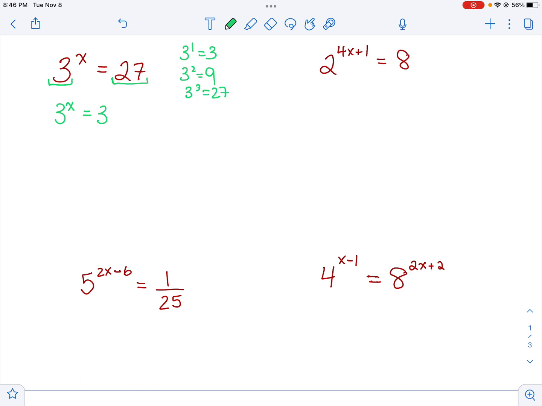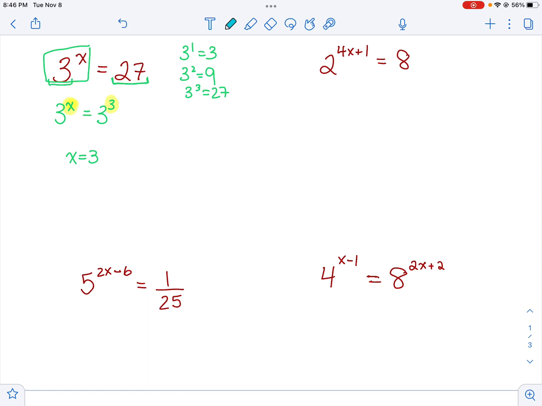So now if we want to represent 27 as a base of 3, it would have to be 3 to the power of 3. So we just solved it. Now we can say that x must be equal to 3 because we know 3 to the power of 3 is equal to 27. Okay, let's try the next one.